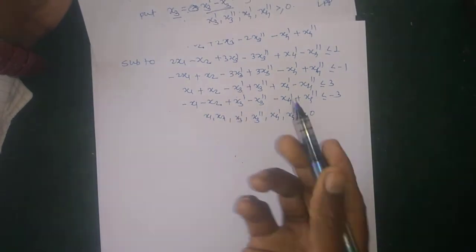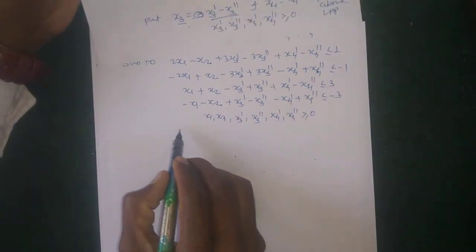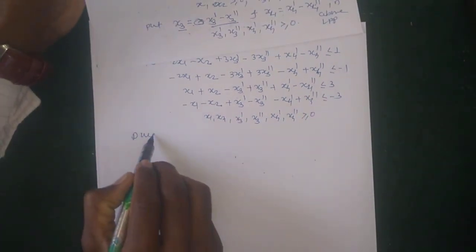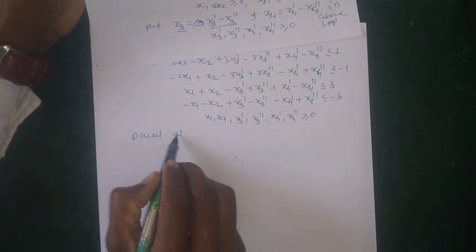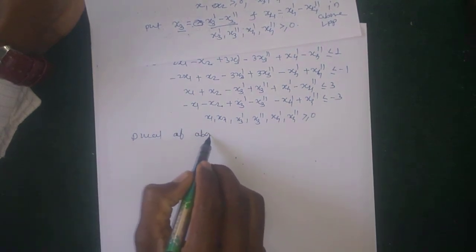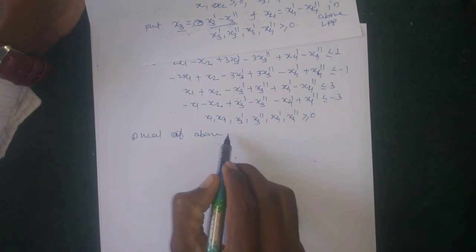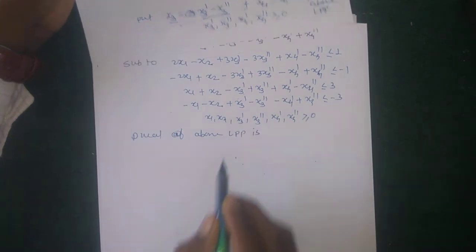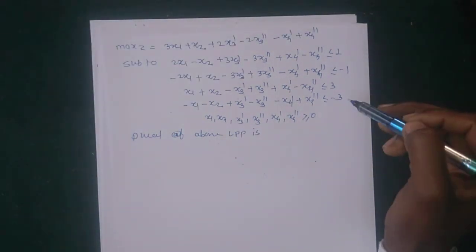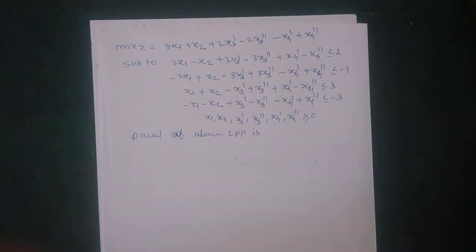Okay, and then write its dual. So the dual of the given LPP, the dual of the above LPP: the number of constraints is 4, so the number of variables is only 4.